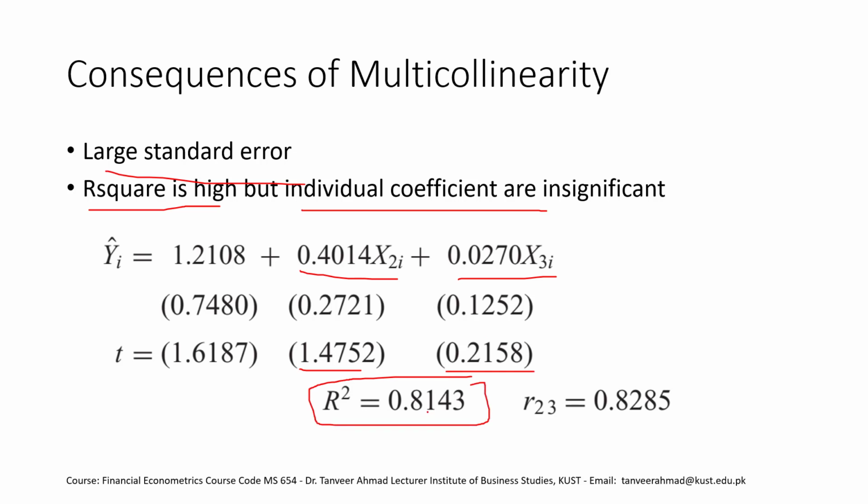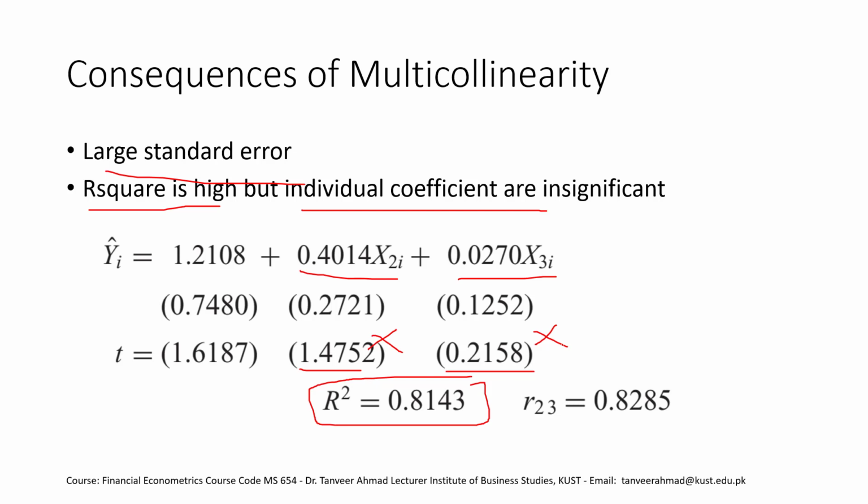And what does this 0.81 mean? It means that 81% of the variation in the dependent variable is due to the independent variables that we have incorporated in the model. But we can see that the individual coefficients of these independent variables are statistically insignificant. And when we say statistically insignificant, then statistically we cannot conclude that there is a relationship. These independent variables are affecting the dependent variable. But the R square is saying that there is 81% of the variation in Y being explained by these X variables.